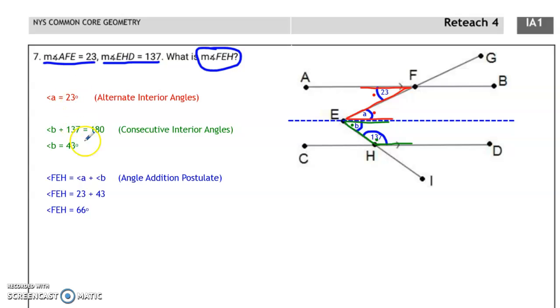Once you find those two numbers, you can tell that FEH, which is this big angle here, F to E to H, is going to be equal to angle A plus angle B. That was the original angle that we had in the problem. We split the angle up using the auxiliary line, but we know that that aux line just splits it up into A and B. So we combine them back together, A and B, and we found A here, we found B here, so we were able to add them together and get 66 degrees.